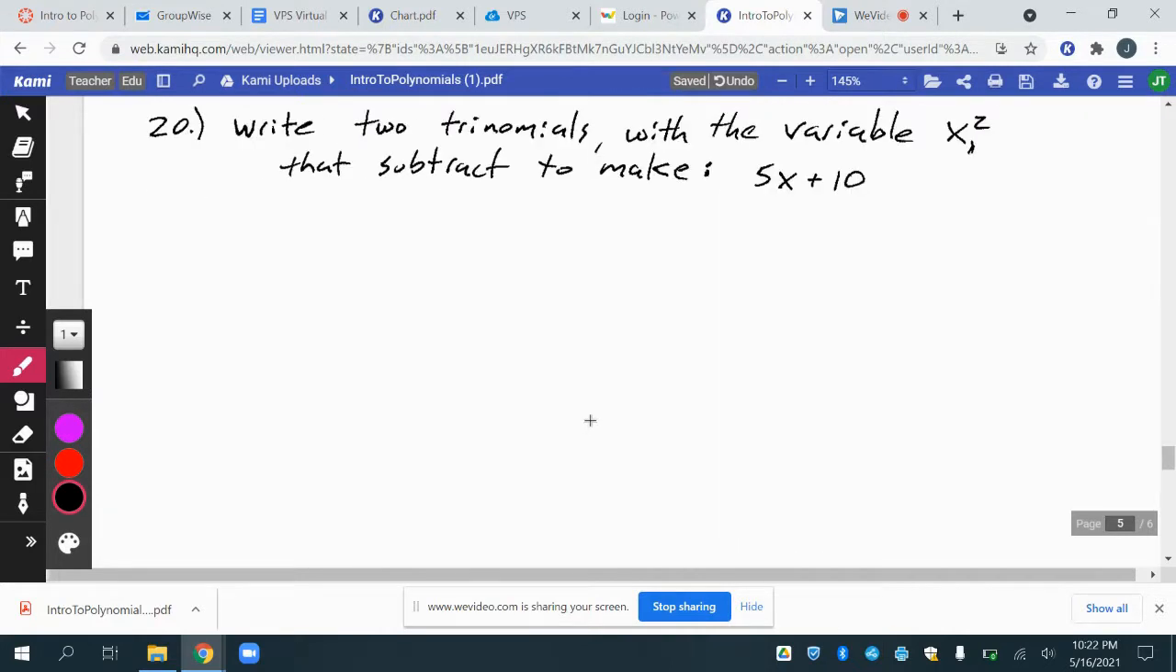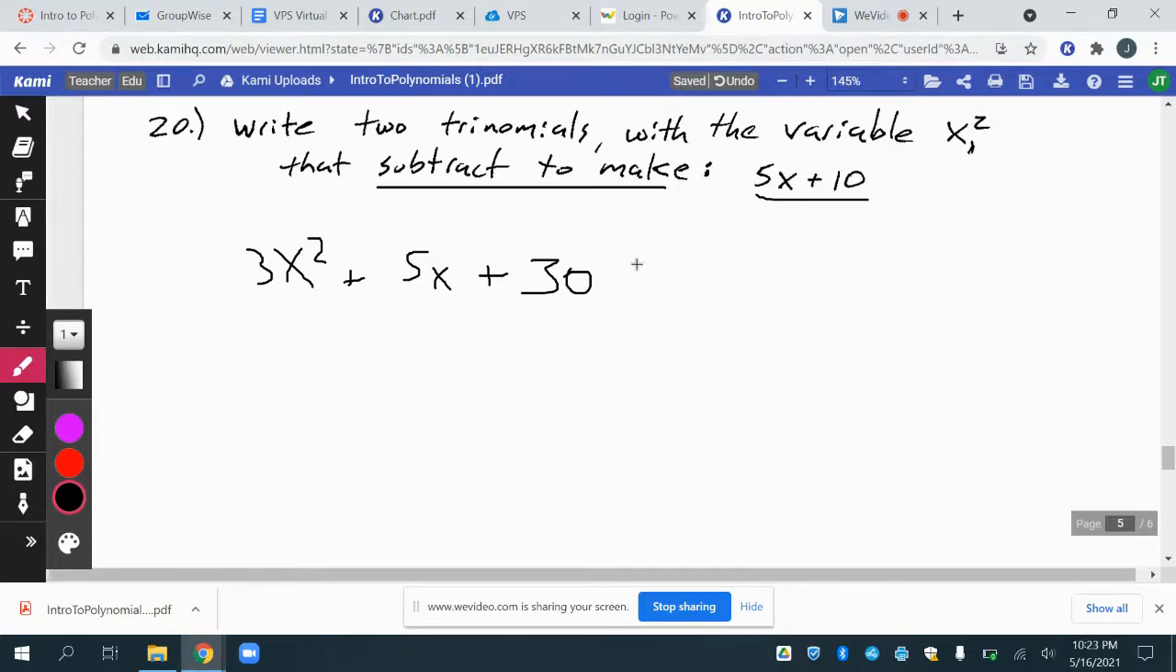Last question, right? Two trinomials that have a variable x squared in them. When they subtract, they make something. So I need x squareds. We'll say 3x squared plus 5x plus 30. I'm just going to write that one down as my first one. And now I'm going to try to figure out what do I need to subtract from that to get this guy, 5x plus 10.